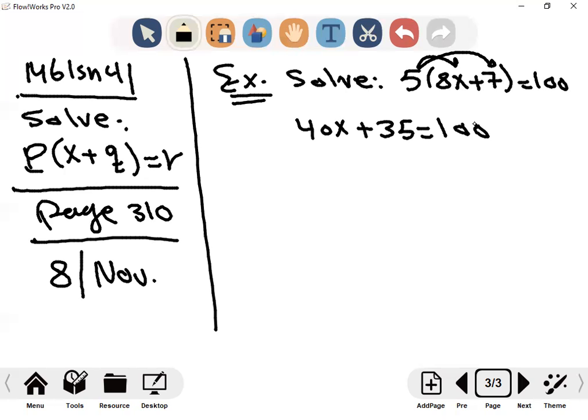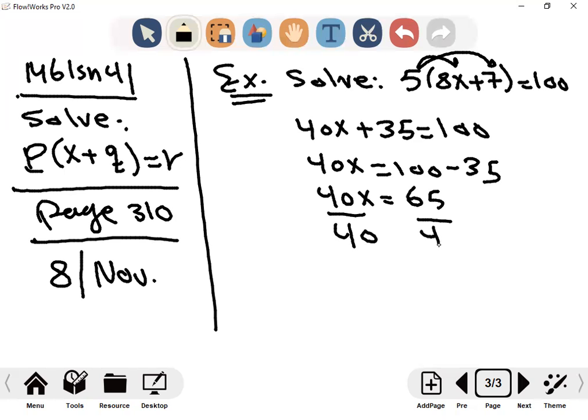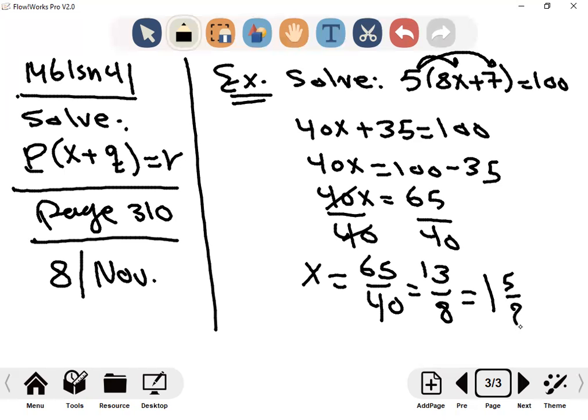Now the constant number here is what? Shift it there, so it will be 40x equals 100 minus 35, 40x equals 65, right? Now divide by 40 on both sides, which is the coefficient. X will be 65 over 40. You can simplify it by dividing by 5: 13 over 8, which is the mixed number 1 and 5 over 8. Okay? Done? This is what we did yesterday.